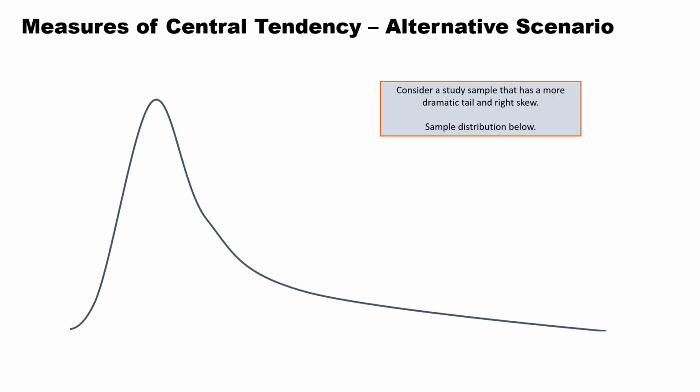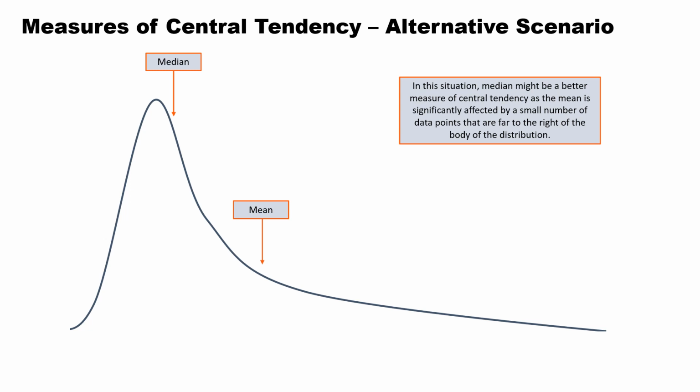So the answer is A and C: the mean of a sample data set is sensitive to outliers and appropriate for continuous data only. So returning to this alternative scenario of skewed data distributions, consider a study sample that has a more dramatic tail and right skew. And so this is just a graphical representation of what the sample distribution might look like.